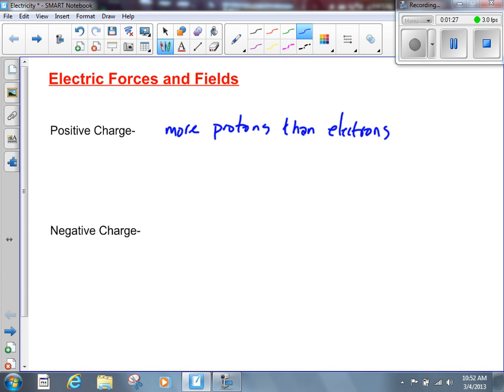So if you've got 1,000,000 electrons, that's okay. You can still have a positively charged object as long as you have at least 1,000,001 protons. That make sense?